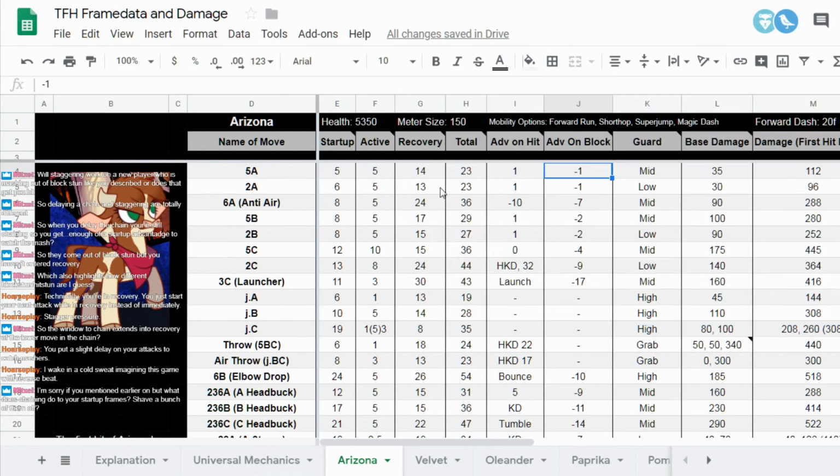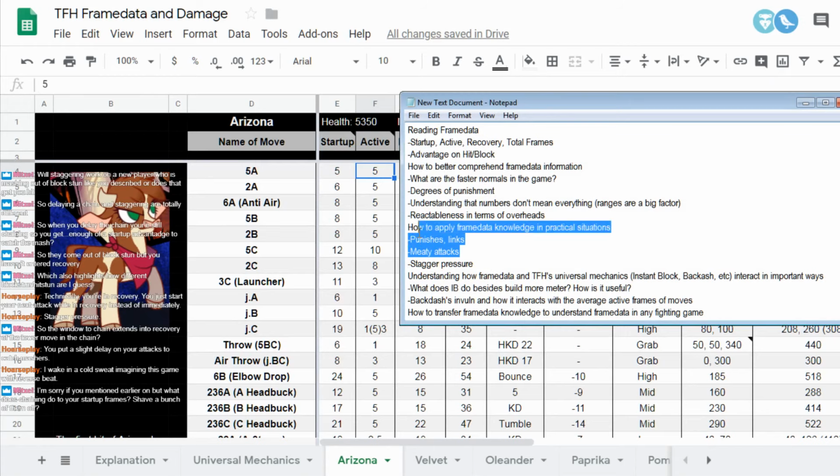If you hit a normal late into its active frames, you'll actually get better advantage on block. So this move here, with 5 active frames, can go from minus 1 to plus 3, if you time it right. But that's only if you hit them with the later active frames. It's hard to time, you have to do it when they're getting up, or as you're moving forward, it's weird. What else for this lightning round?